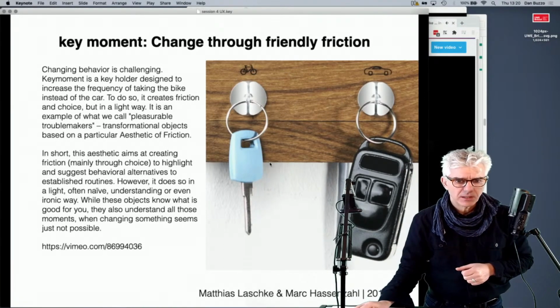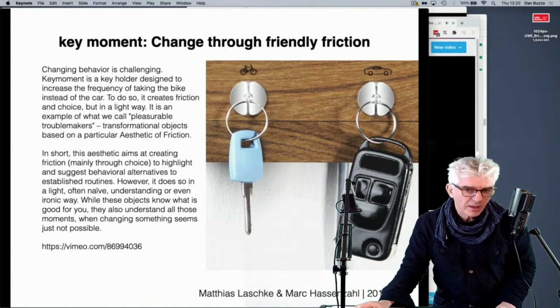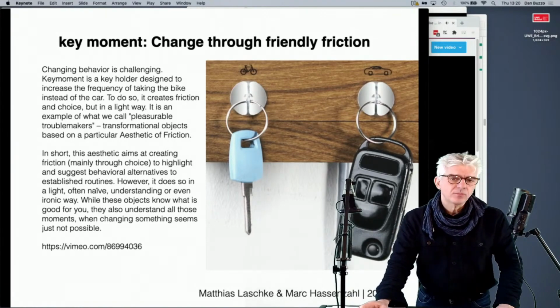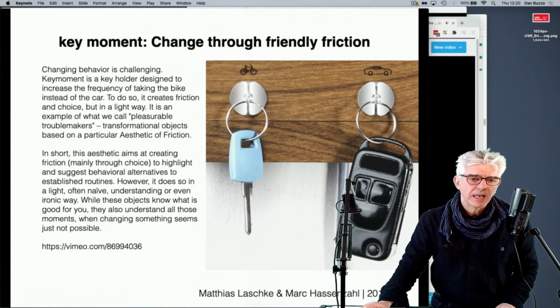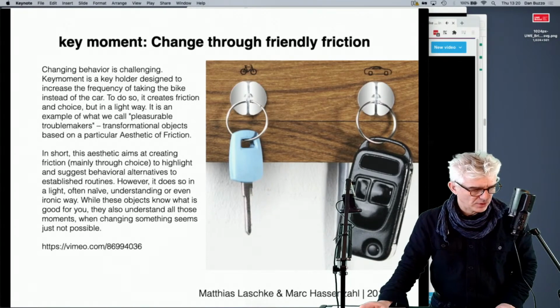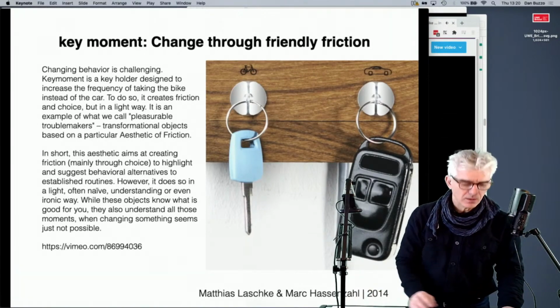I'm getting a response that the audio is very low. Okay, hopefully that's better. If you can give me a thumbs up if the audio is improved and louder, that should be working fine now.